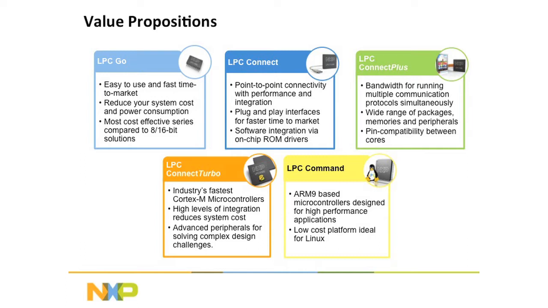You can run Ethernet and USB simultaneously, or make a CAN bridge to Ethernet, or any kind of peripheral bridges you want. These are the ideal parts for that. And then LPC Connect Turbo gives you that additional performance that you may need to then run high-speed USB or some other type of peripherals.